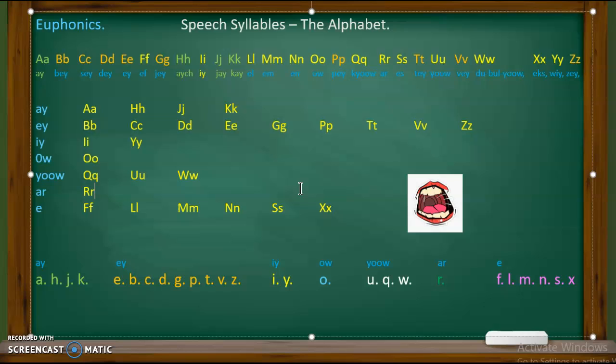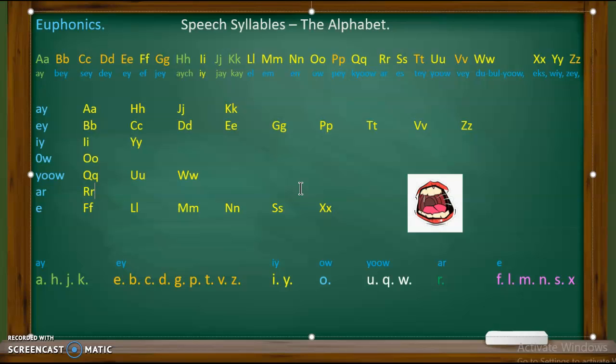Interesting, isn't it? Why isn't R a vowel? A, E, I, O, and U are vowels, but R is a vowel, right? It's the vowel in car. Far, R. It's a vowel. But anyway, in writing, it's a consonant. And then you have the sounds that begin with a short vowel E: F, L, M, N, S, and X.